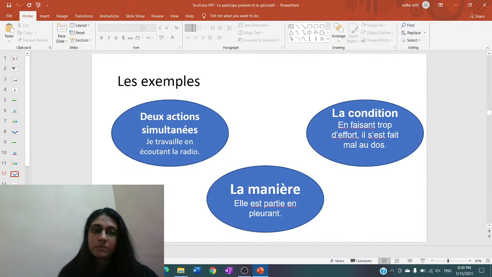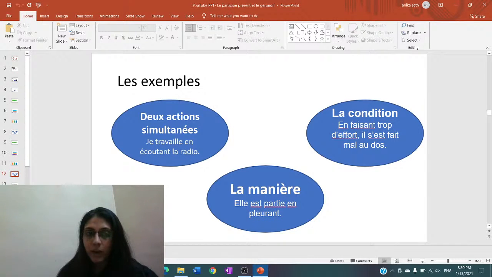Les exemples. Dans le cas de deux actions simultanées. So the first one is two simultaneous actions. Je travaille en écoutant la radio. Means I work, or I'm working, while listening to the radio.